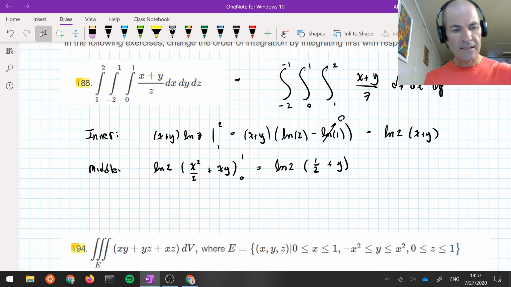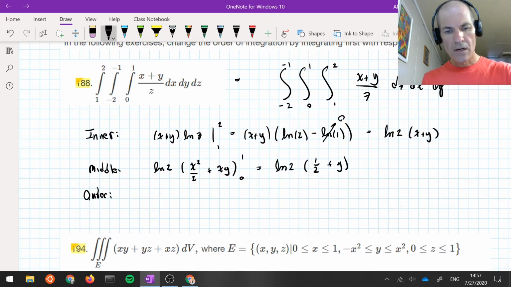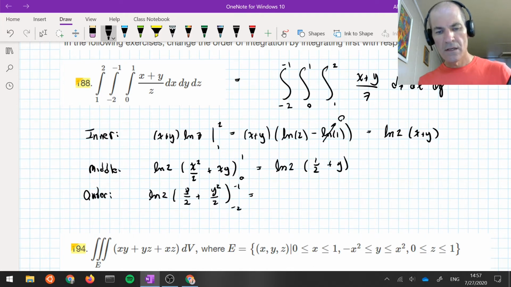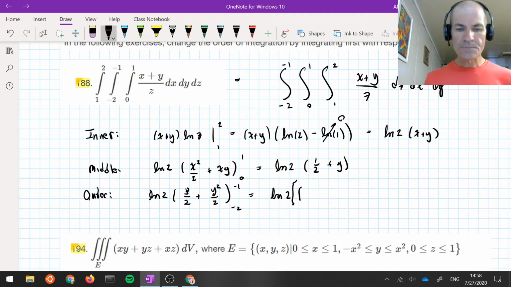And last, not least, the outer integral. The outer integral is with respect to y. The natural log of 2, again, is just going along as a constant. We get y over 2 plus y squared over 2, like that. And we're going to plug in -2 and -1. Plugging in -1, so the natural log of 2 going along for the ride. I'll put a big square bracket around there.